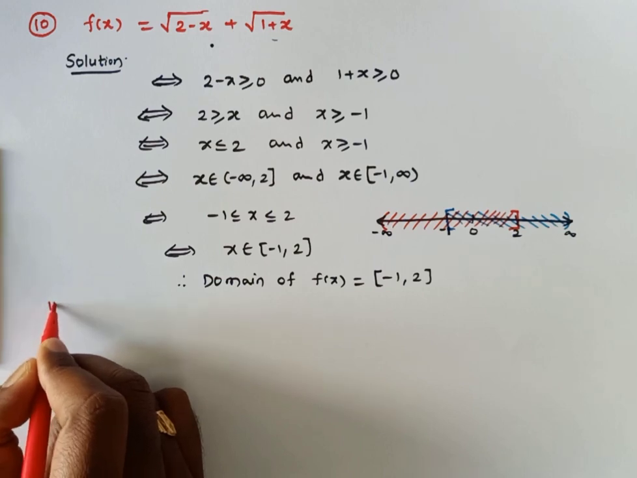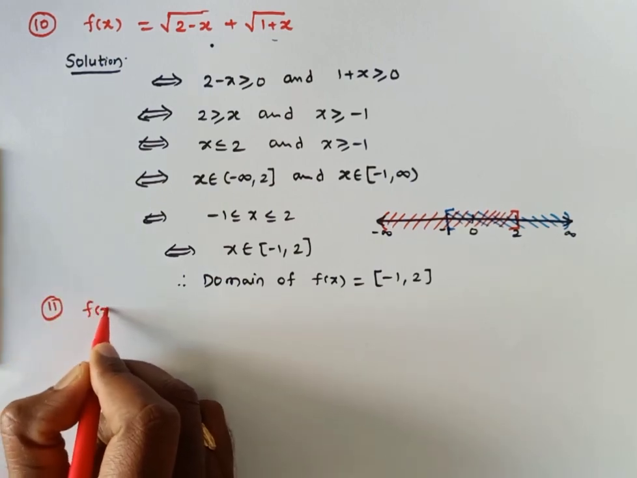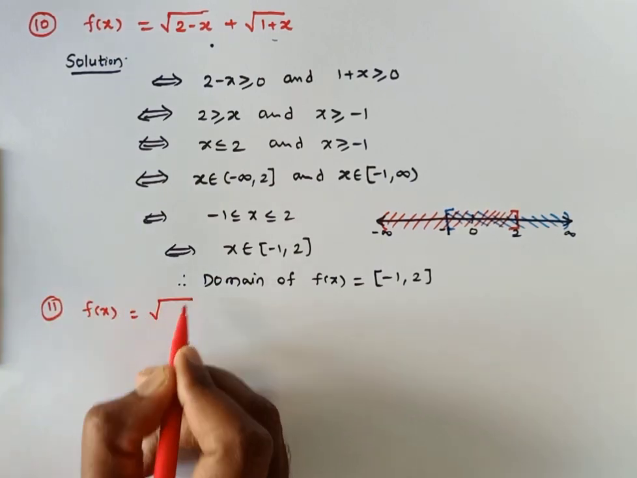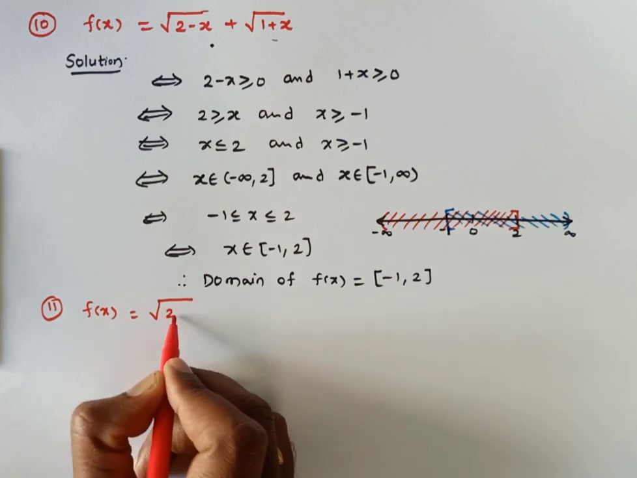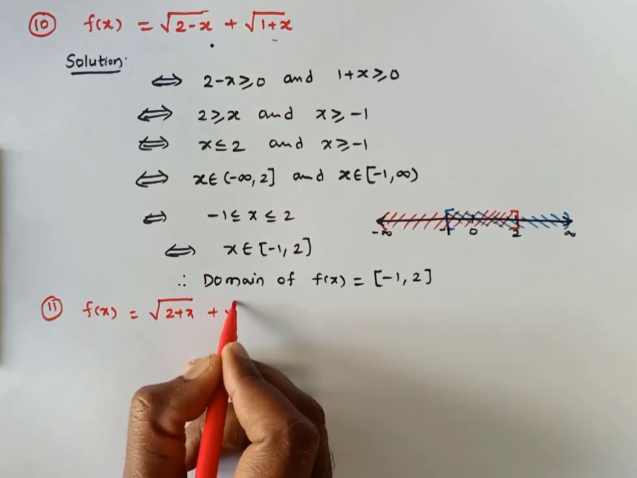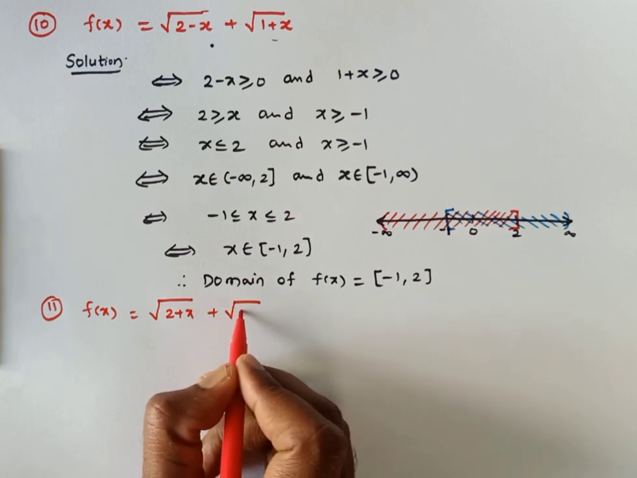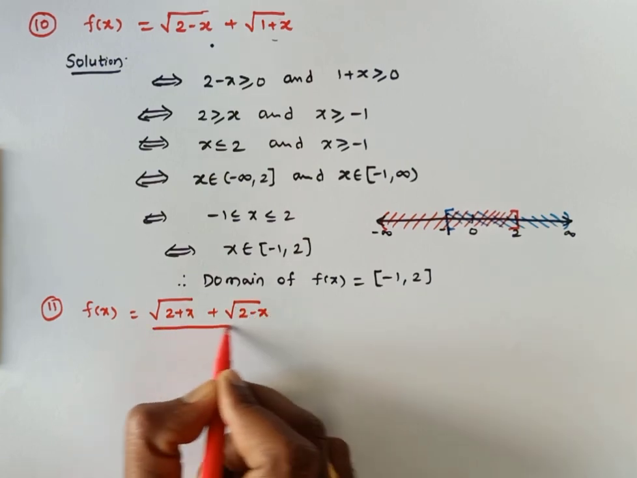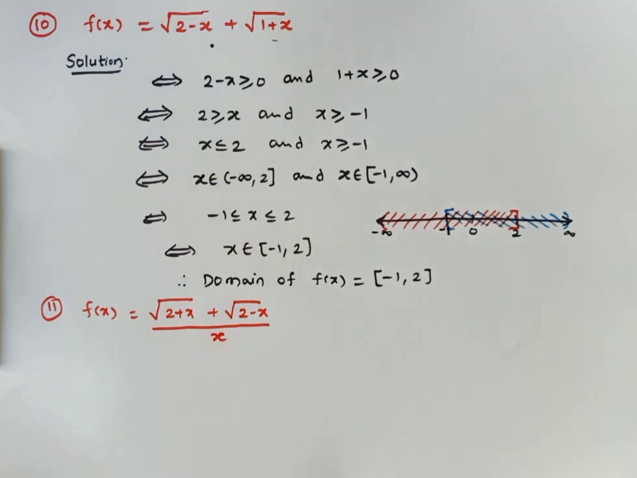So then, if the problem is like this, if f of x equals root of 2 plus x plus square root of 2 minus x, divided by x. Now how to find the domain for this type of function? So we have the function in the form of f of x by g of x, meaning the numerator exists and the denominator is there, and the numerator contains square root functions. So you just need to observe all the functions in the numerator and denominator.